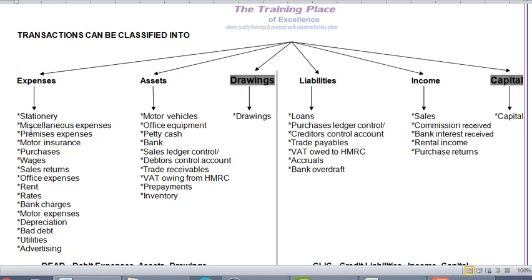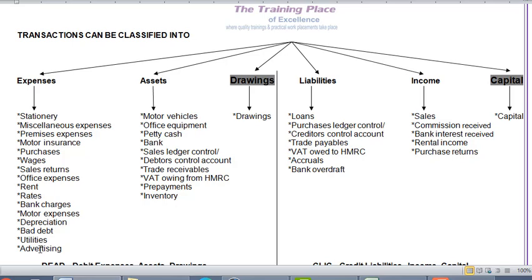And we've just put in here a basic simple flowchart that gives you an idea of different types of expenses. Please do bear in mind this list is not exhaustive, but we've put in as much as can reasonably be put in. You have stationery, miscellaneous expenses, premises expenses, motor insurance, purchases, wages, sales returns, office expenses, rent, rates, bank charges, motor expenses, depreciation, bad debt, utilities, advertising. Those are just so many different types of expenses. You think about it, you name it, it could be an expense.